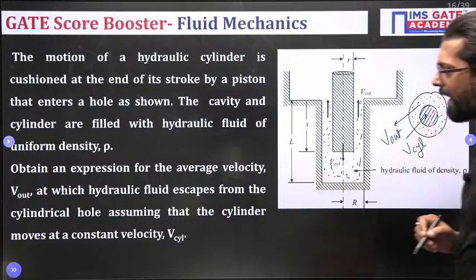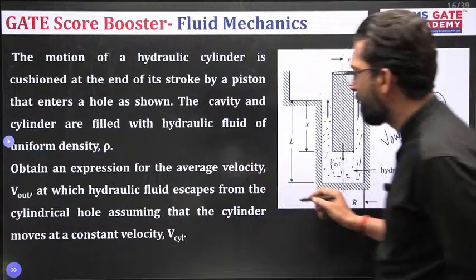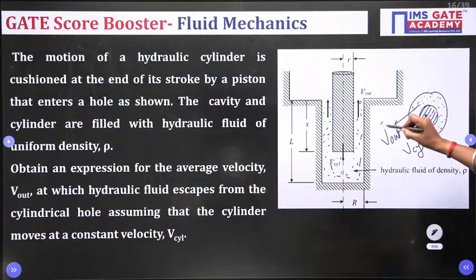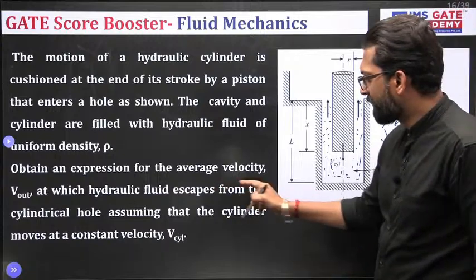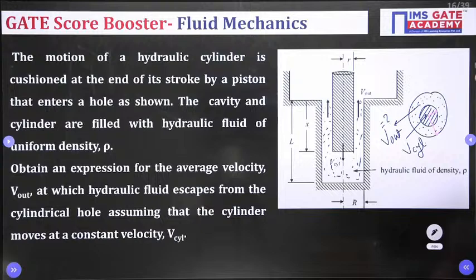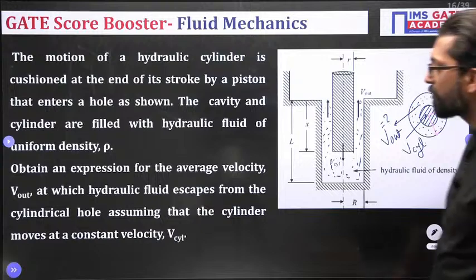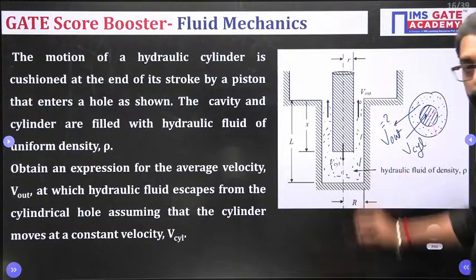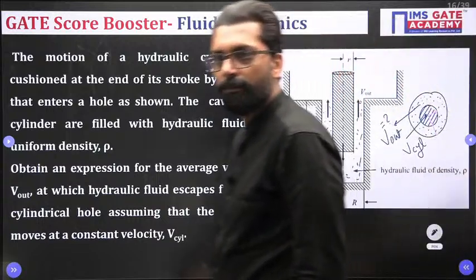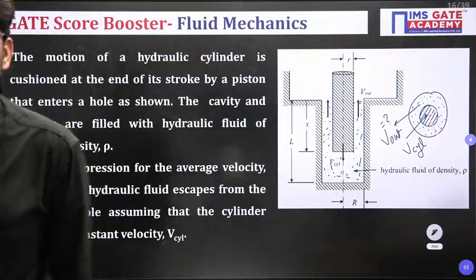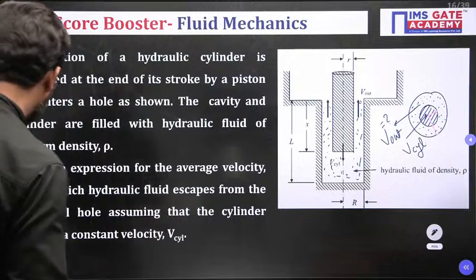They are asking to obtain an expression for the average velocity V out at which the hydraulic fluid escapes from the cylinder hole, assuming that the cylinder moves at a constant velocity. The cylinder will move at a constant velocity. They are asking like that. Okay, this is clear. We have to start this problem.